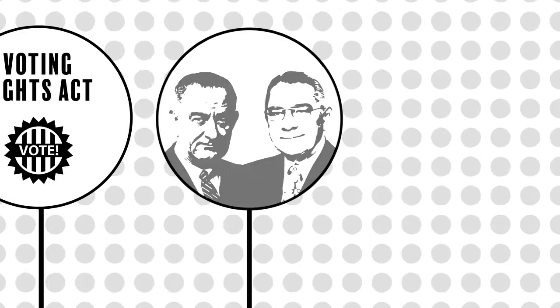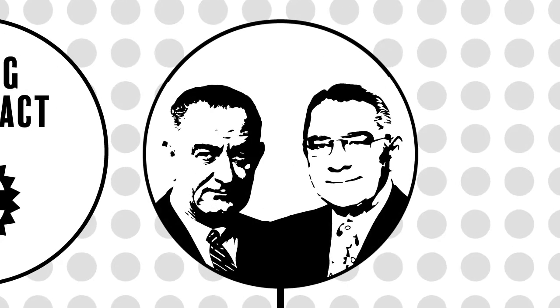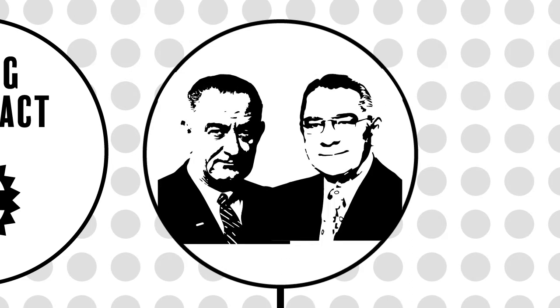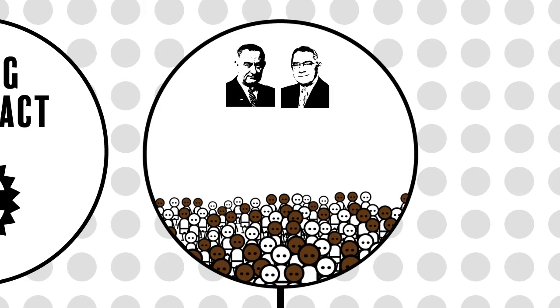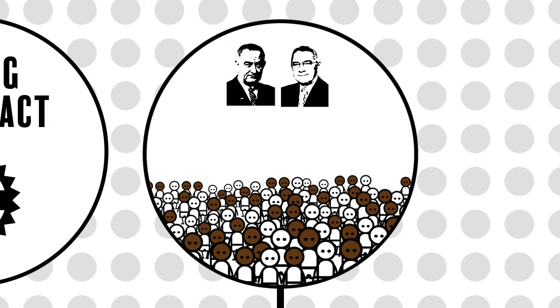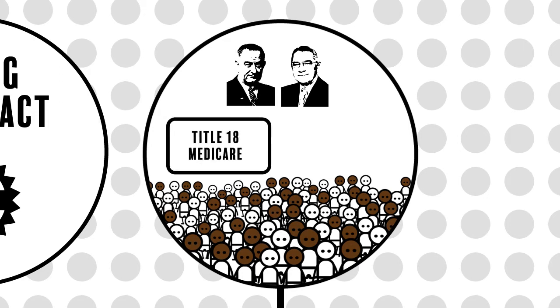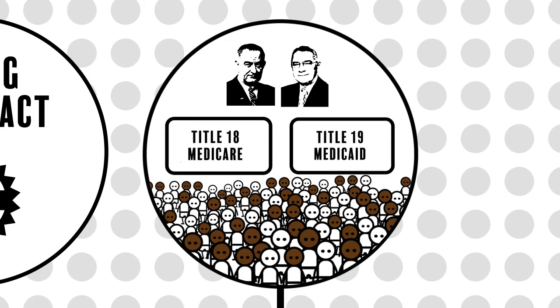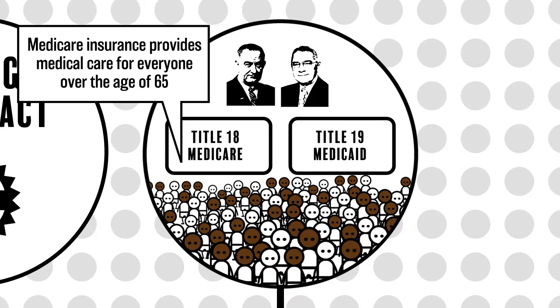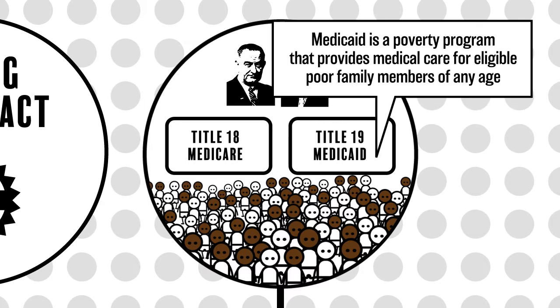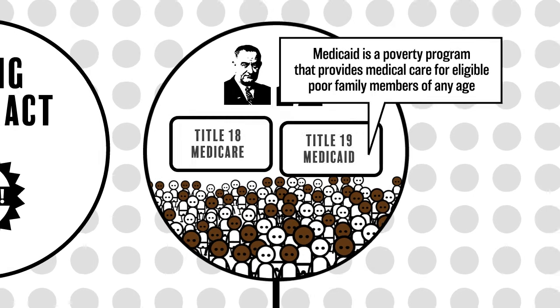President Johnson and Congressman Wilbur Mills played major roles in the congressional enactment of the 1965 amendments to the 1935 Social Security Act in the form of Titles 18, Medicare, and 19, Medicaid. Medicare insurance provides medical care for everyone over the age of 65, and Medicaid is a poverty program that provides medical care for eligible poor family members of any age.